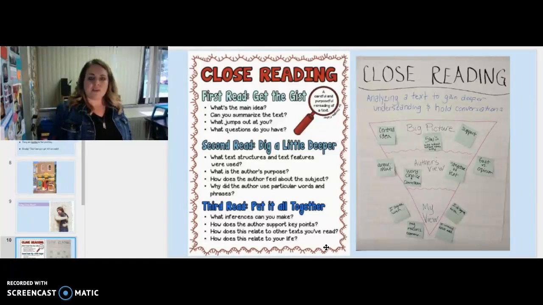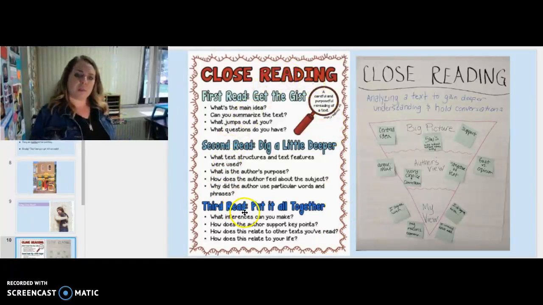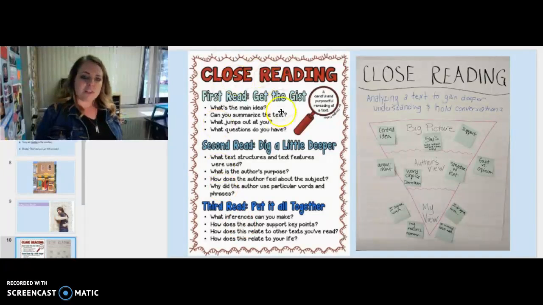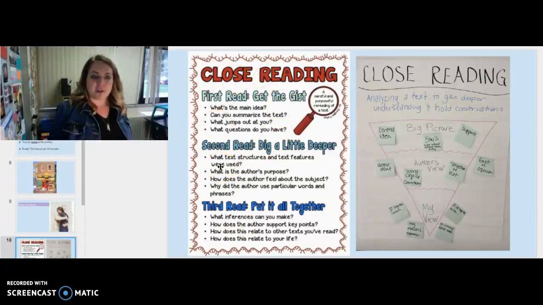And so this is what we want to work towards, and we're not going to do it perfectly every time. We might do parts of it. I might just say, look at this question and this question in your second read, or just focus on this in your third read. You don't have to do it all, and so I don't want you to feel overwhelmed or burdened. It doesn't have to be a really long, lengthy process.